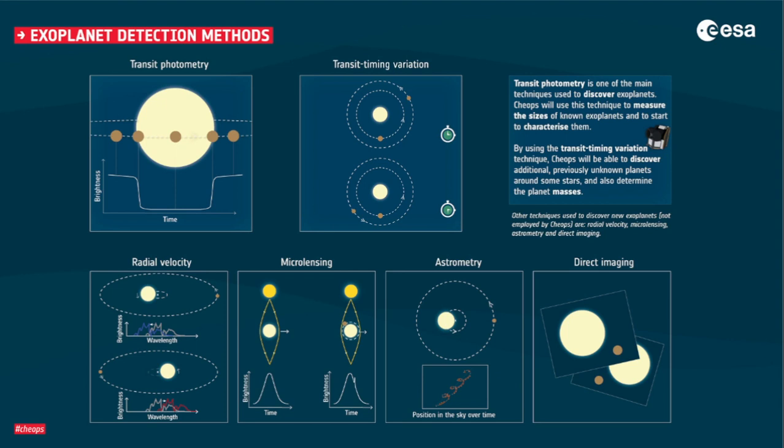So what are some methods available in order to detect the exoplanets? So these are the 5 methods available, naming radial velocity, microlensing, astrometry, direct imaging, and the transit photometry.